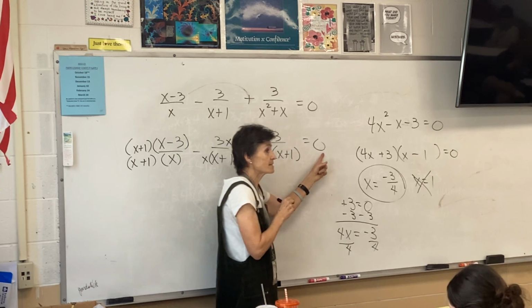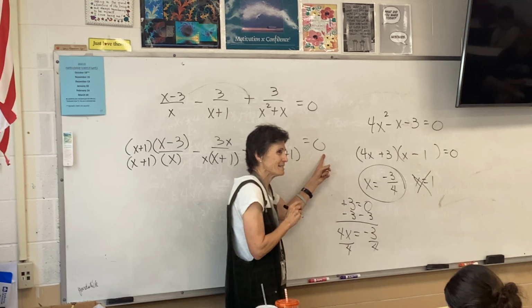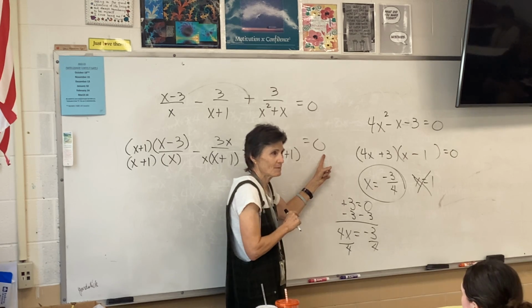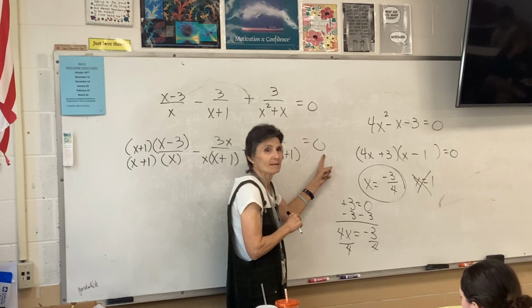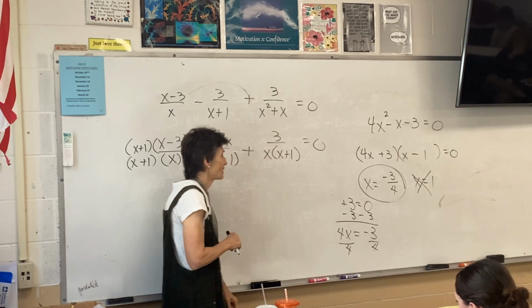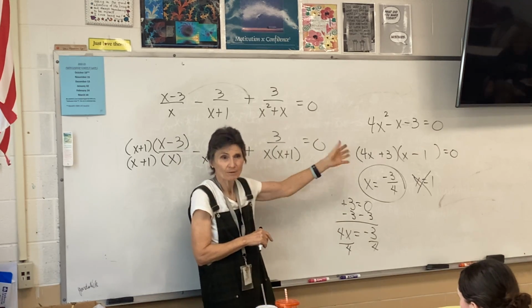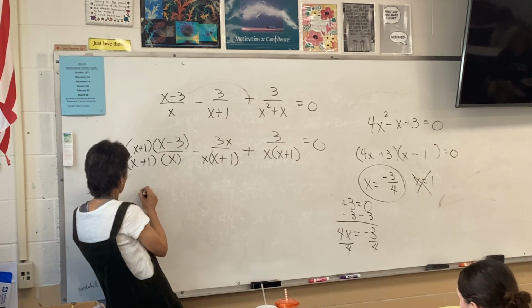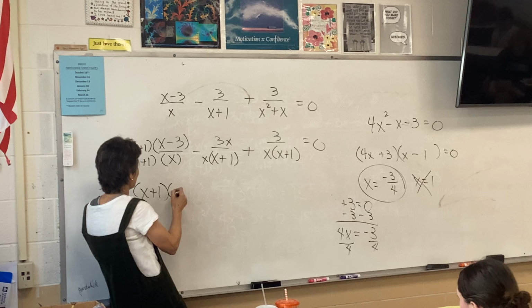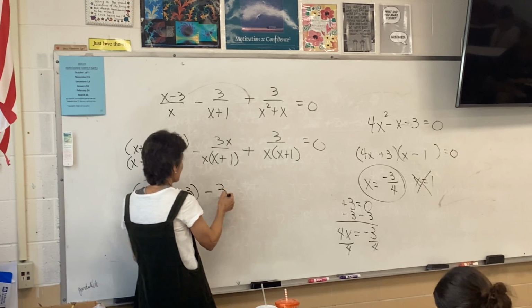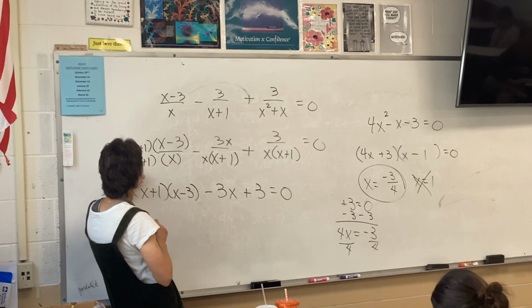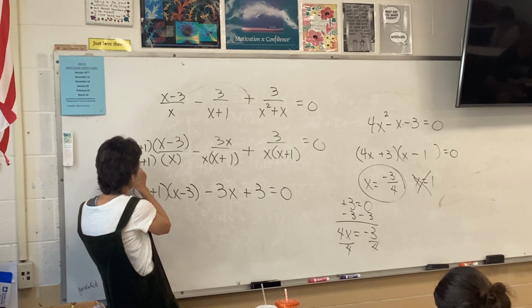And since this is 0, it also doesn't need anything? Does that make sense to you, since it's 0? 0 divided by 2 is 0. Yeah. So it wouldn't matter what I put in the denominator, it's still gonna be 0. Okay, so I have x plus 1, x minus 3, minus 3x plus 3 equals 0. All right, let me make sure I got everything. So my denominators are gone.